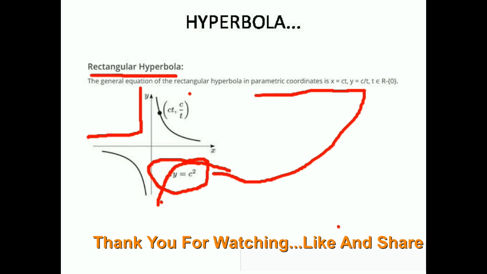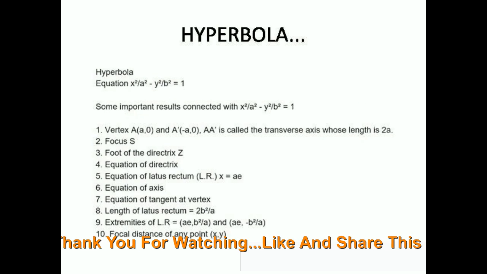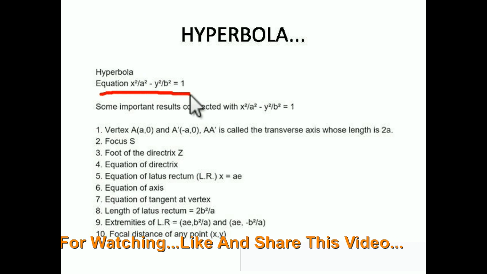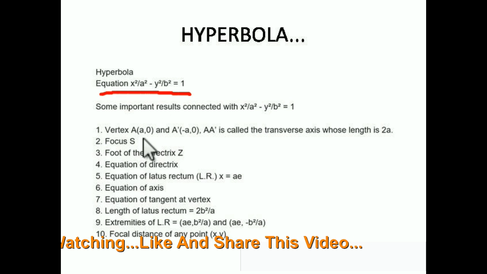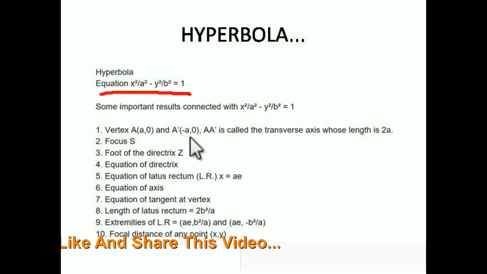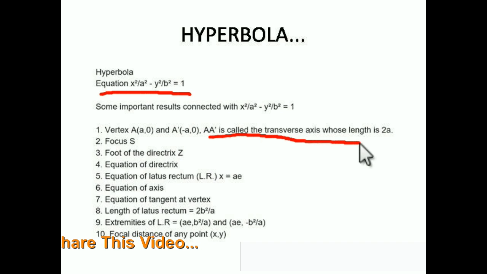Now let's do the summary of all these formulas. Say the equation is x square by a square minus y square by b square is equal to 1. So all the important results: the vertices are (a, 0) and (-a, 0), and the line joining them is the transverse axis, its length is 2a. Focus is S, we all know that.